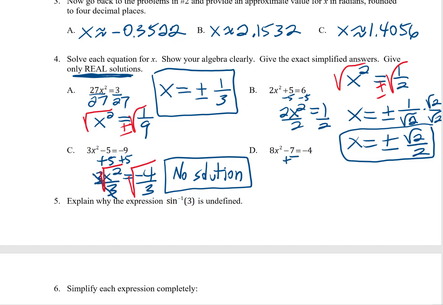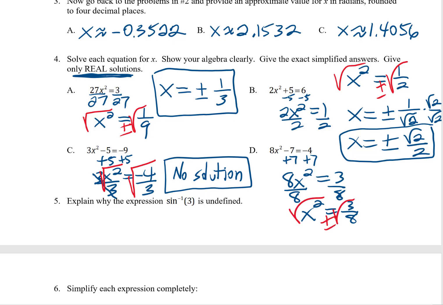Letter D, when I add the 7, that wipes out that negative on the other side, so I think this one will have a solution. I get a 3 there. I'll divide by 8, so I have x squared equals 3/8. Go ahead and square root. Don't forget the plus or minus.